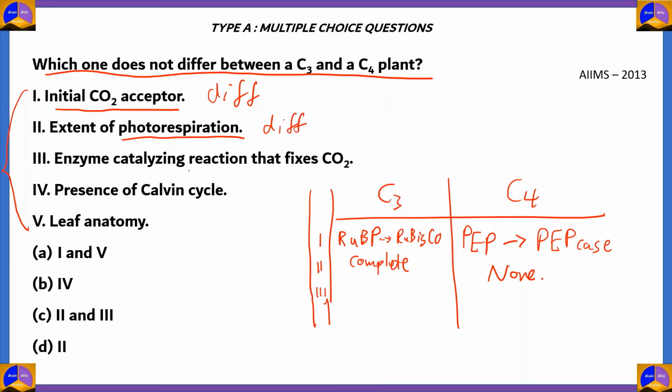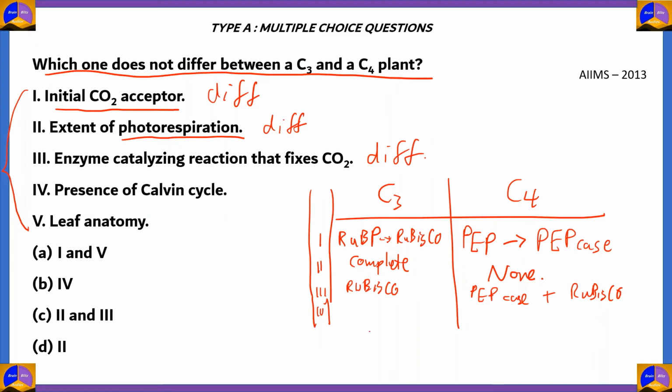What about number 3? Enzyme catalyzing the reaction that fixes CO2. So we just need to look at which of the enzymes are present here. In terms of enzyme, C3 has rubisco from the start, while C4 has PEPcase along with rubisco at a later stage. So therefore, statement point number 3 is also different in C3 and C4 plants.